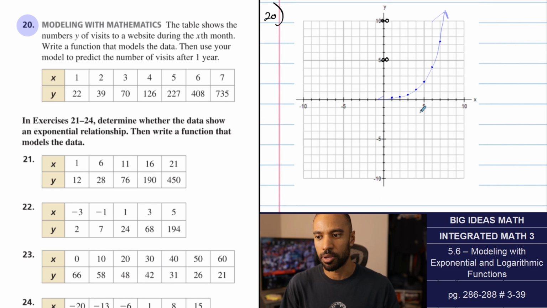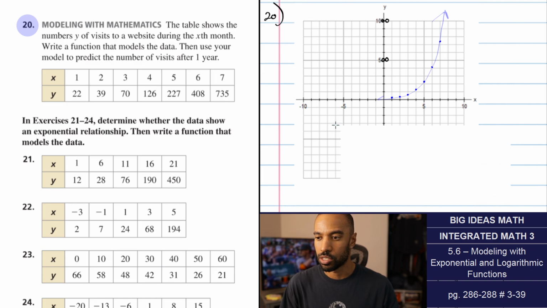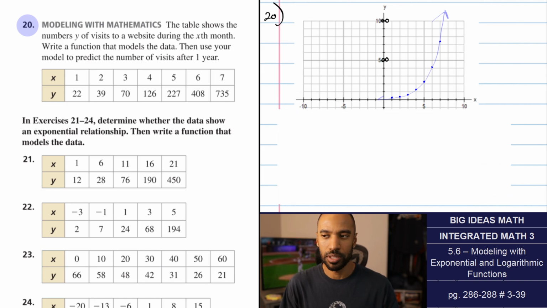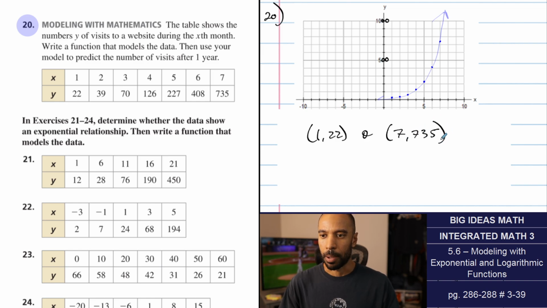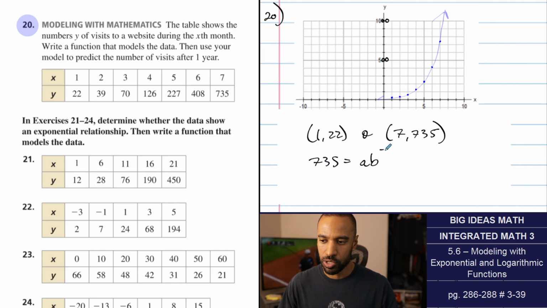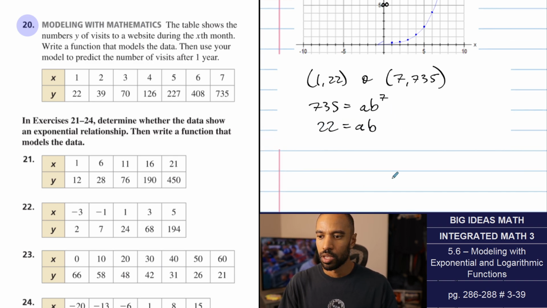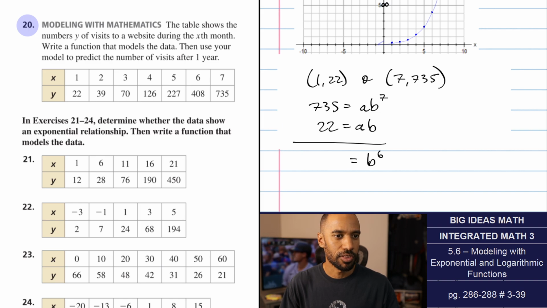So let's do this again. This time I'll use the elimination method to come up with the equation. Last time I did substitution. The 2 farthest out points, is that too obvious? Let's go for it. Let's use 1 and 22, and let's use 7 and 735. Why not? So with this one, we'll have y equals ab to the x and y equals ab to the x. Through division, this becomes b to the 6th equals 735 over 22.